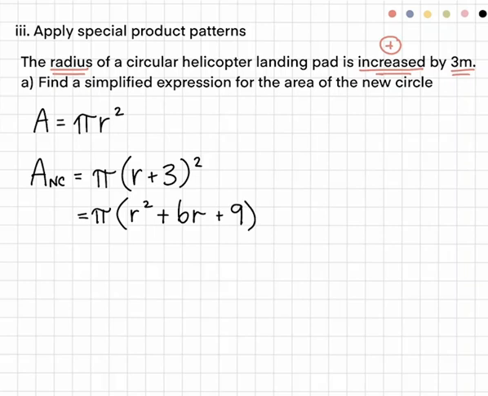And now I can apply the distributive property to fully expand this. So I'm going to multiply everything inside the brackets by pi. So I'm going to get pi r squared plus 6 pi r plus 9 pi.